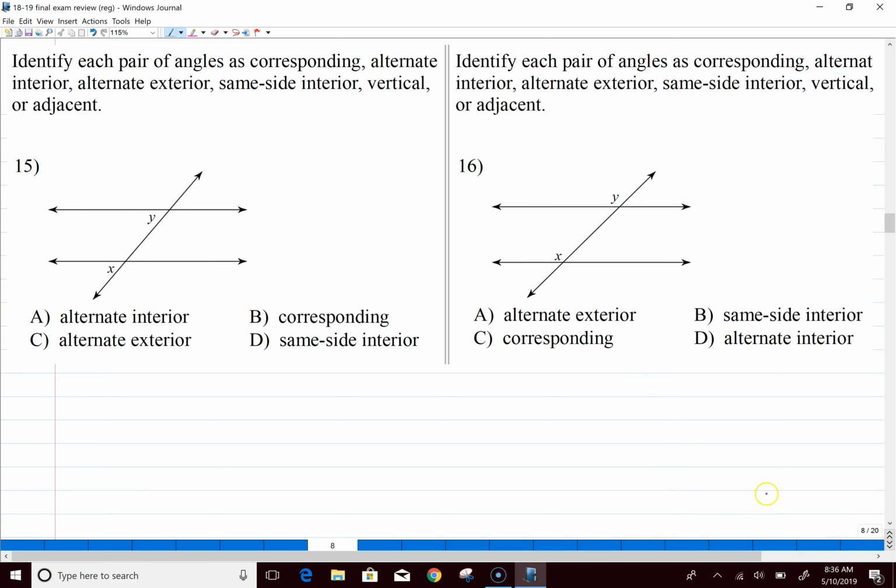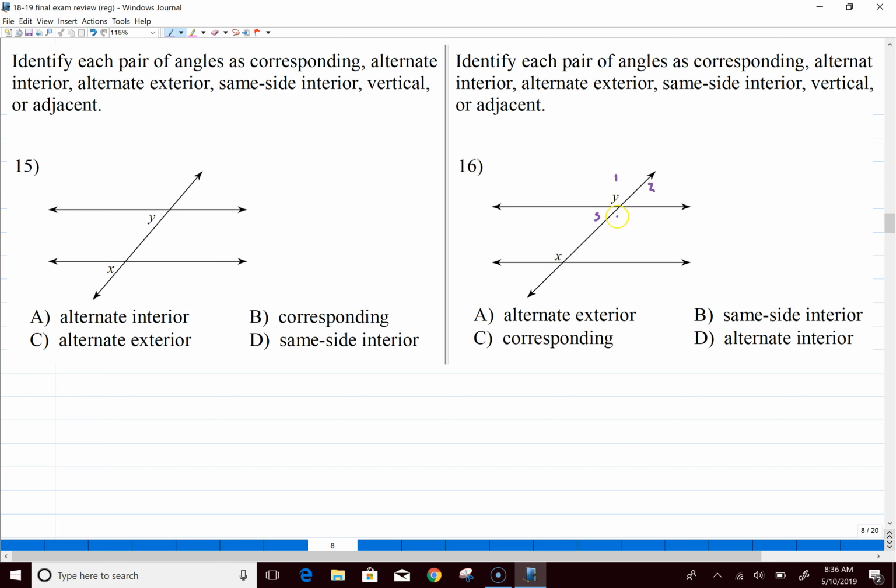All right. And these are in your notes. Alternate exterior, alternate interior, same side interior, all that stuff's in your notes. Go back and look for it if you don't remember how to do number 15. Because why miss number 15 if you have that exact question on your test? I mean, look for your notes. Don't be lazy. Anyways, number 16.